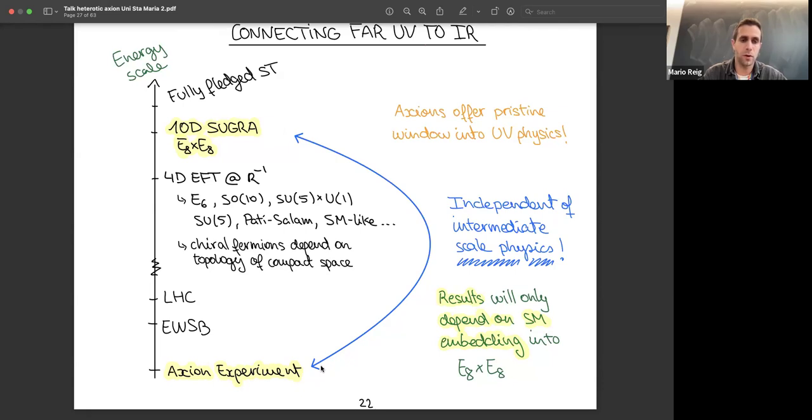All this follows from quantization of axion couplings. So they are totally insensitive to whether you have more or less degrees of freedom at intermediate scales. They are totally insensitive to that physics. Ultimately, the only physics that can change your axion couplings is how you take the standard model and put it into E8 cross E8. Okay. Wow. It's very general in that sense, this type of predictions.